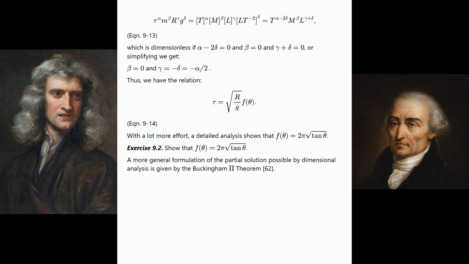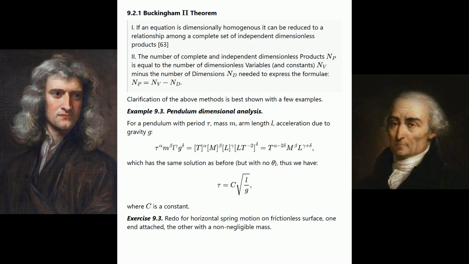See equation 9-14. With a lot more effort, a detailed analysis shows that f of theta equals 2 pi times the square root of tangent theta. Exercise 9.2. Show that f of theta equals 2 pi times the square root of tangent theta. A more general formulation of the partial solution possible by dimensional analysis is given by the Buckingham pi theorem.